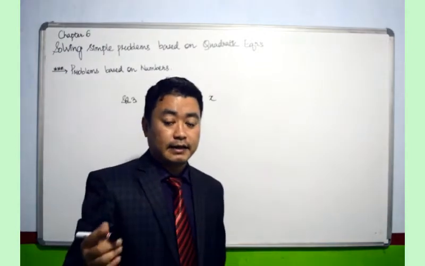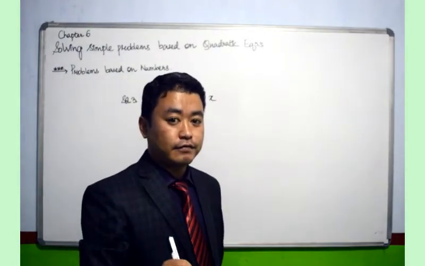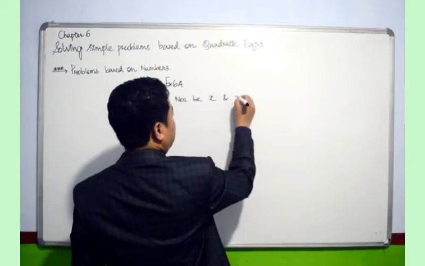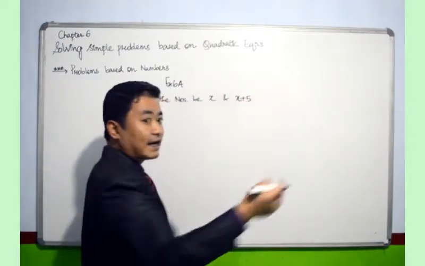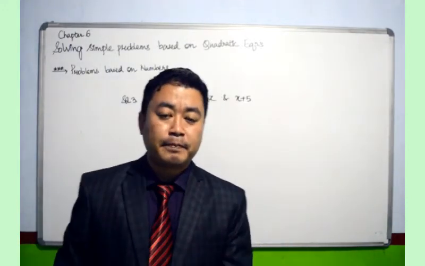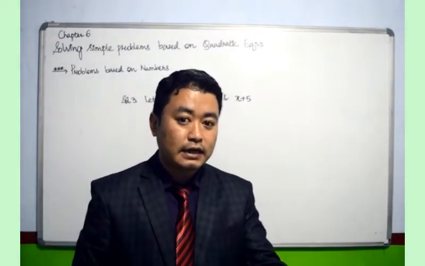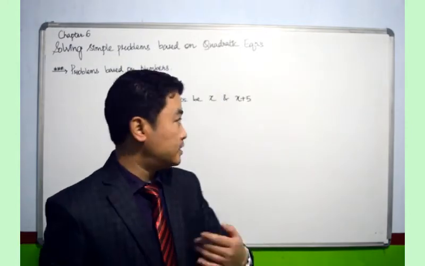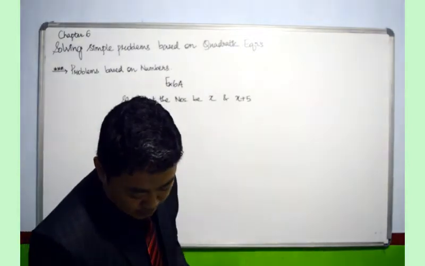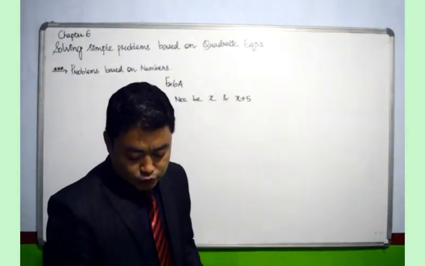In any case, the difference between two numbers is 5. So what does that mean? If one of the numbers is x, then I can take the other number as x plus 5, or I can take minus 5 as well, isn't it? That means one of the numbers is 5 more than the other number, or 5 less than the other number. That is why I have assumed x and x plus 5. Is it okay?